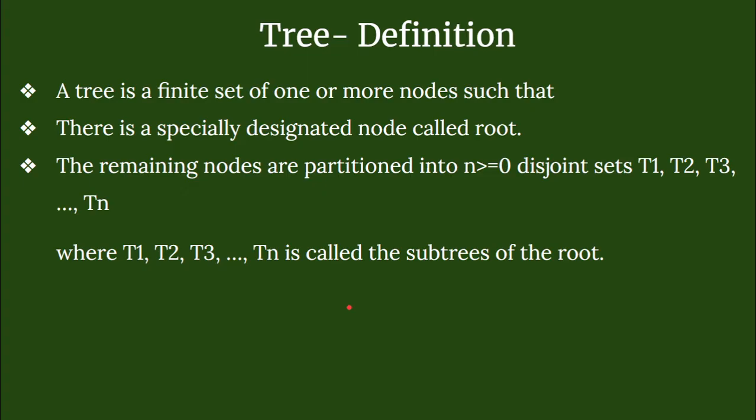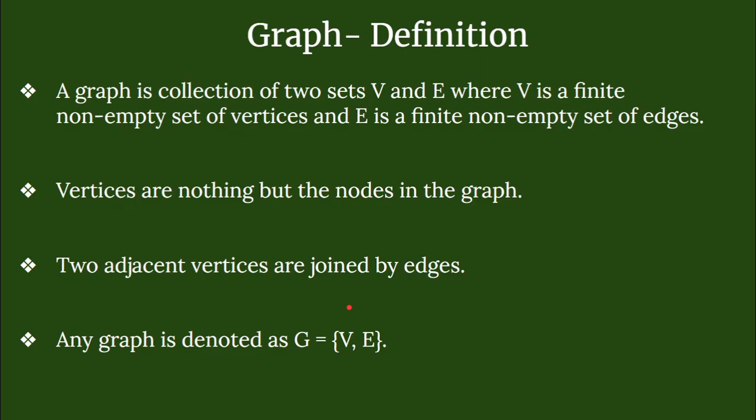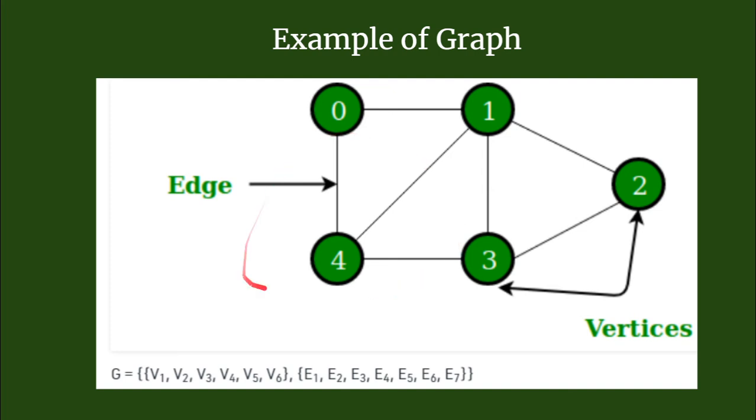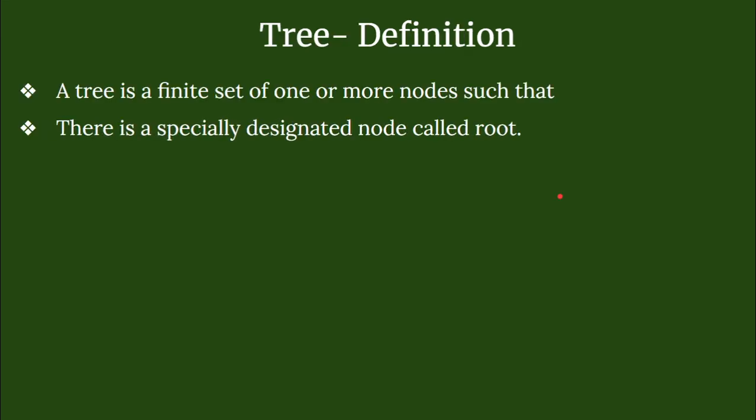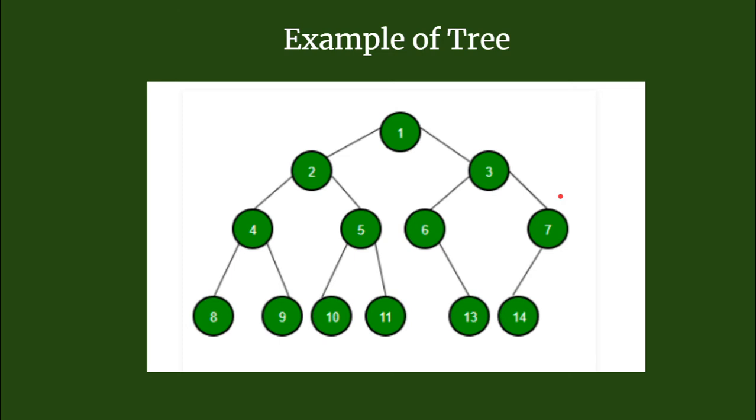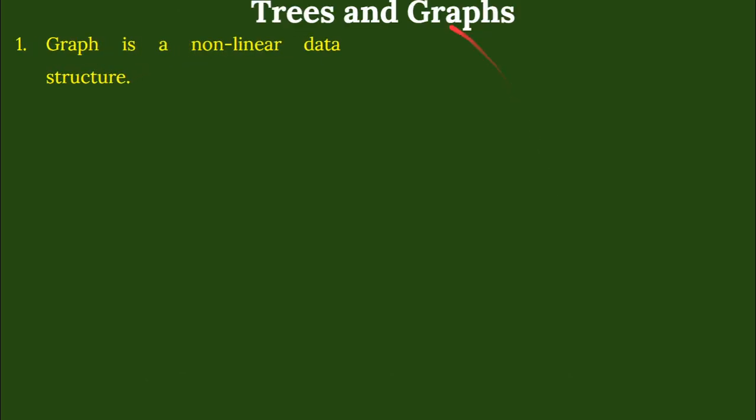In the same way the graph is also a hierarchical structure, where one particular node consists of more than one branch and these also have sub-branches and so on. So this is also an example of a hierarchical data structure, or we can say it is a non-linear data structure. And let us see the difference between trees and graphs.